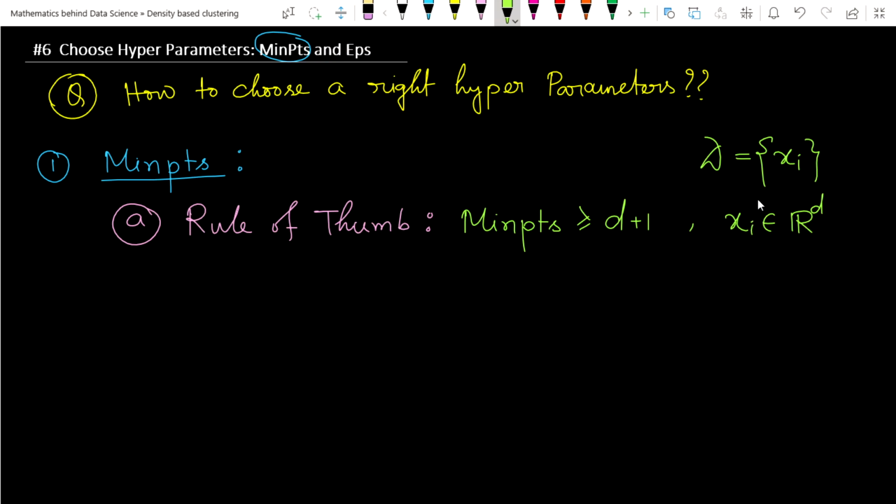If the data point is from a D-dimensional data set, then in general we choose the min points to be at least D plus 1, the rule of thumb. But typically, we have seen that the value of min points is approximately equal to 2 times D, 2D. Okay, this is the first technique.